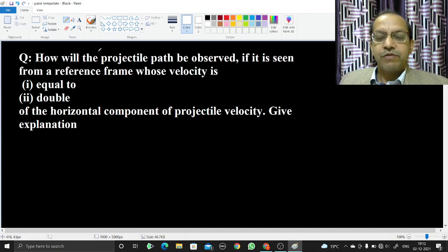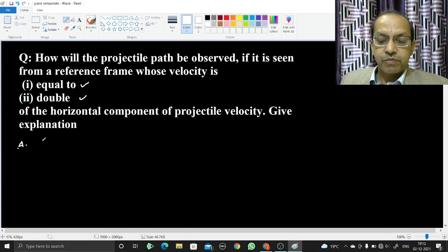Welcome. In this video, we are going to find the path of a projectile if it is seen from a reference frame whose velocity is equal to or double of the horizontal component of projectile velocity. So we will have two projectiles. The first projectile, or you can say the projectile which is to be observed.